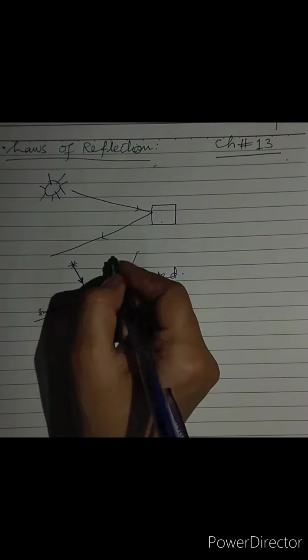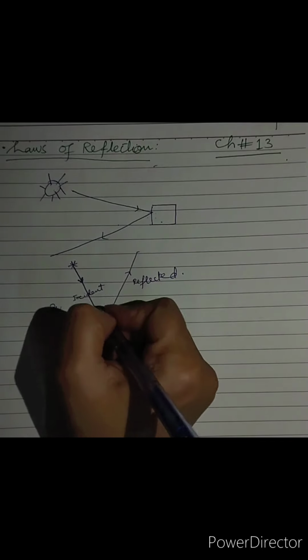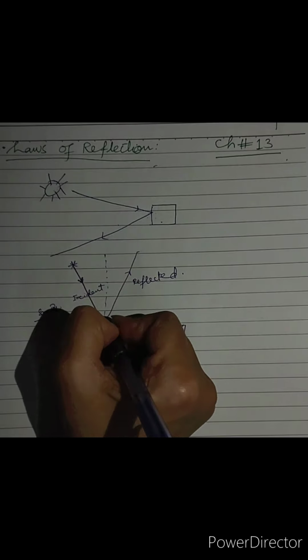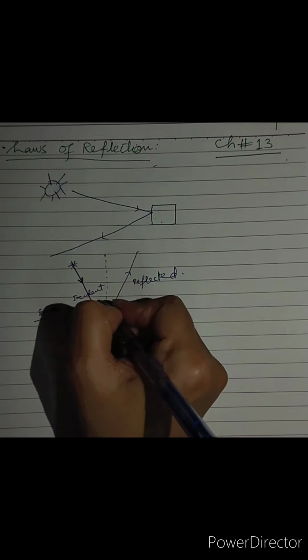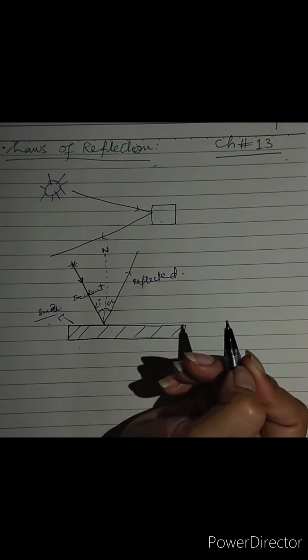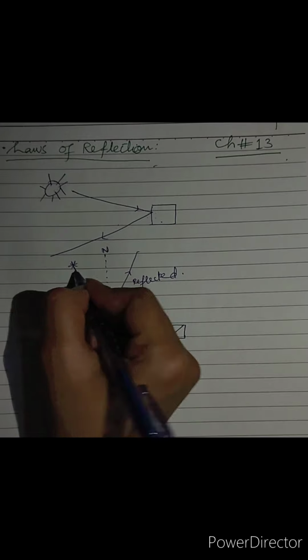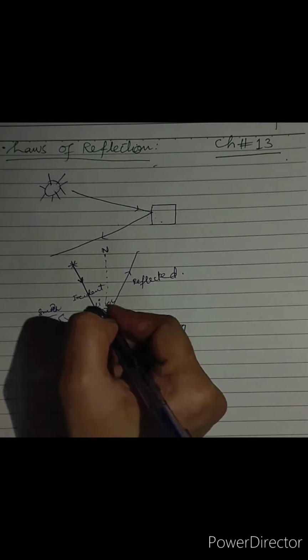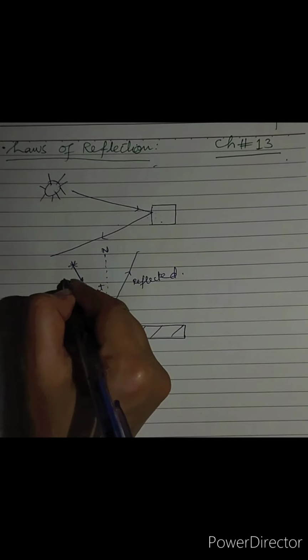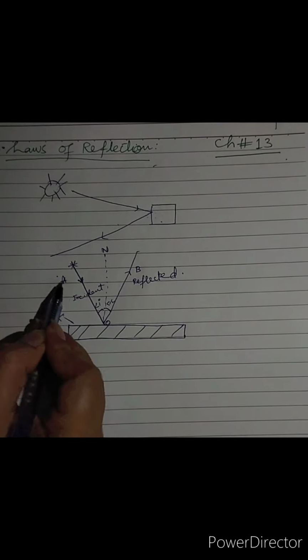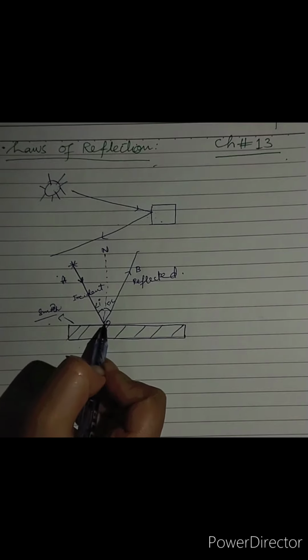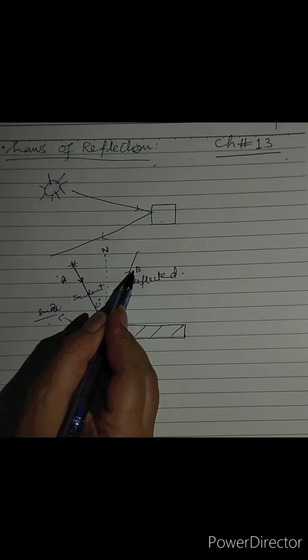There is a normal line, so this is a normal line, at 90 degrees, and it makes an angle of incidence, angle I, and angle R with this normal line. So the incident ray is reflected from a reflecting surface, and let's say this point is called O, this is called point A, and this is called point B. So an incident ray AO falls on a surface and is reflected back as OB.